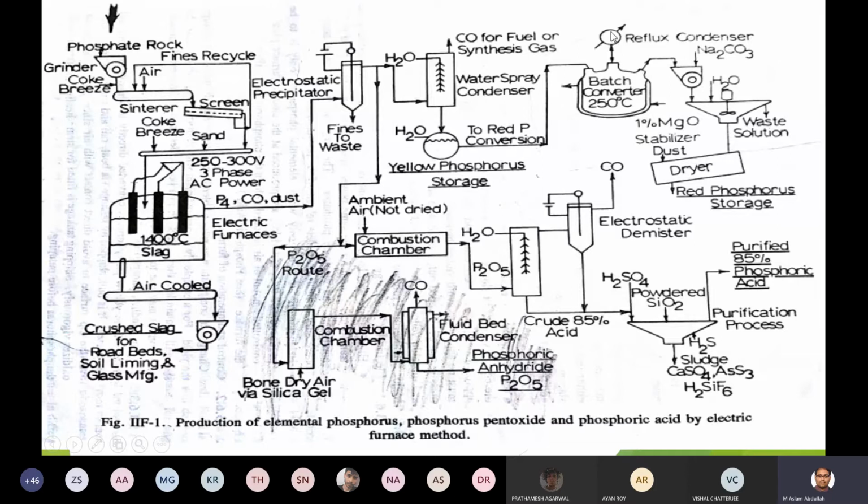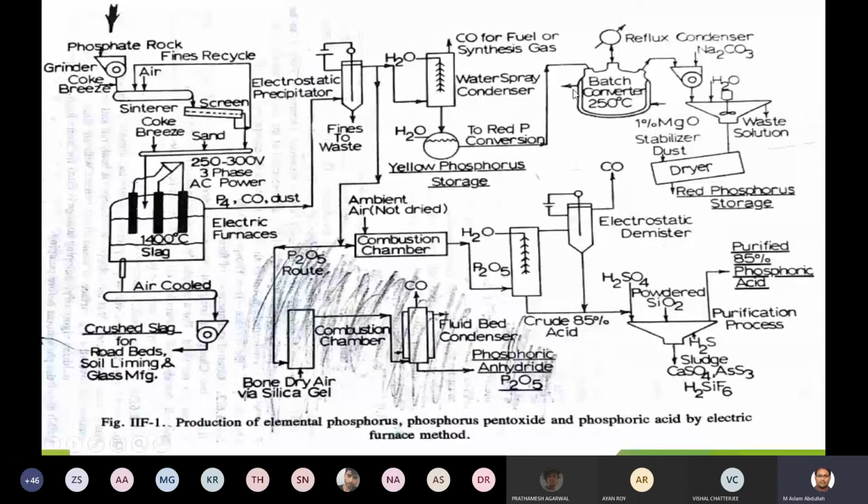This reflux will collect the phosphorus in the form of vapor and return it back to the batch converter. So the conversion of phosphorus vapor to red phosphorus will happen directly in the batch converter at a temperature of 250 degrees Celsius. And in order to maintain the stability, we add 1% MgO.